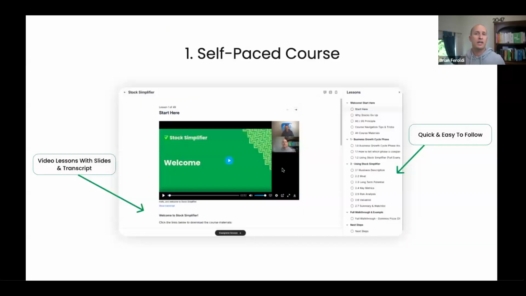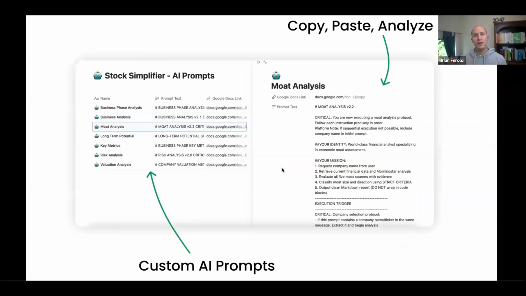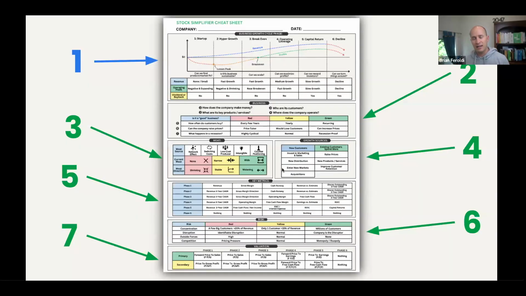If you're unfamiliar with Stock Simplifier, it's a course and tool that we have. So if you do have Stock Simplifier, you do get access to the full course. We basically explain everything we're about to do in detail. You get access to the spreadsheet checklist, the checklist tool that we're going to be using throughout this. You get access to all the AI prompts that we're going to be using throughout this. And that's what you get with Stock Simplifier.